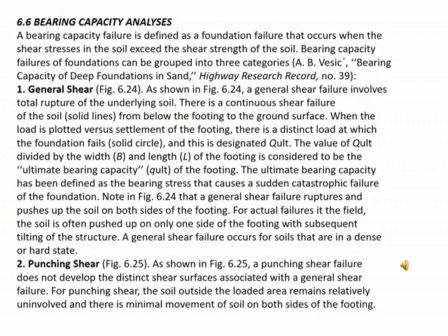The next one will be the punching shear. Punching shear failure does not develop the distinct shear surface associated with general shear, but in punching shear the soil outside the loaded area remains relatively uninvolved. Only the loaded area, the soil is punched, but the soil in the other area is not involved. So these are the two kinds of shear that happen: the general shear and the punching shear.